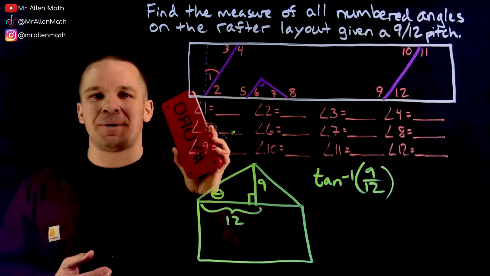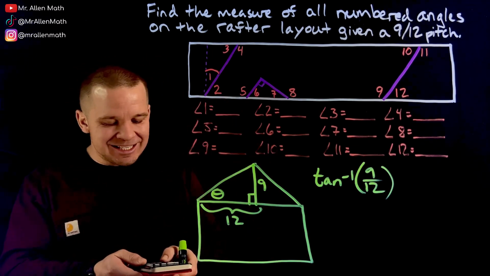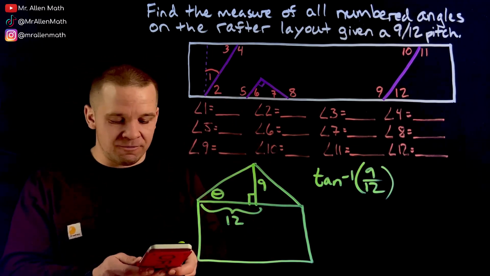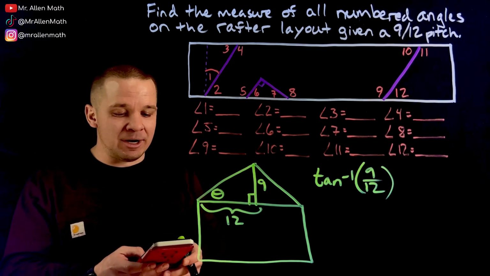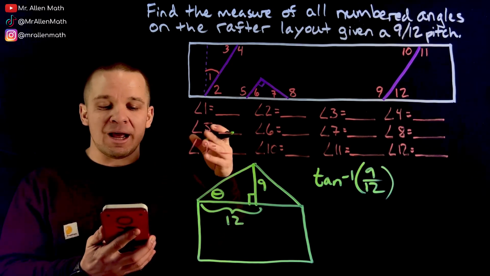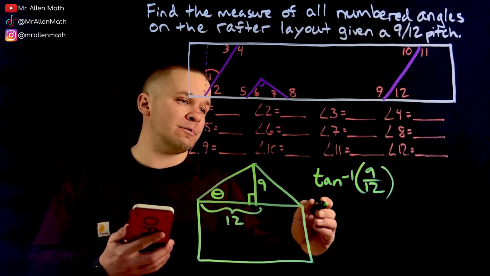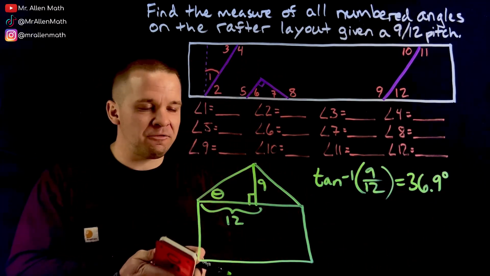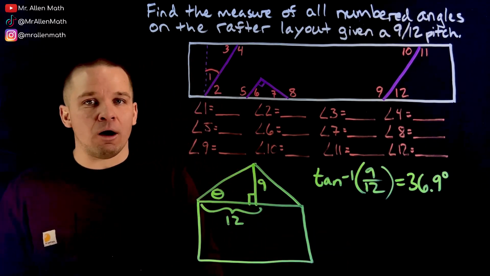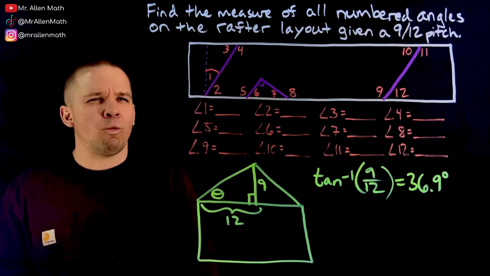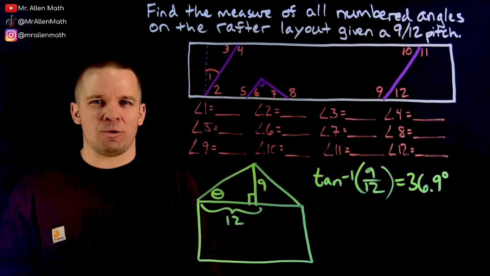All right, now time to bust out that TI. So we get second tangent to get tangent inverse, 9 divided by 12, and I'm going to get myself 36.869 degrees. Let's go with 36.9 degrees. Beautiful. Fantastic. So now that I have one angle, what does that get me?